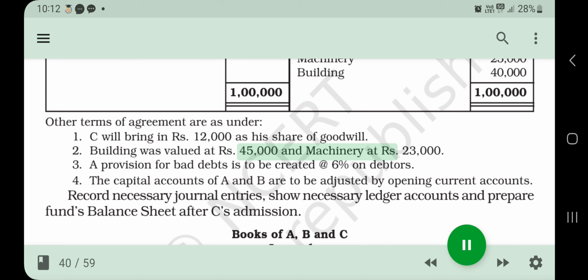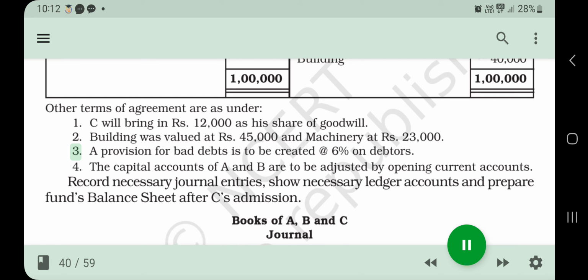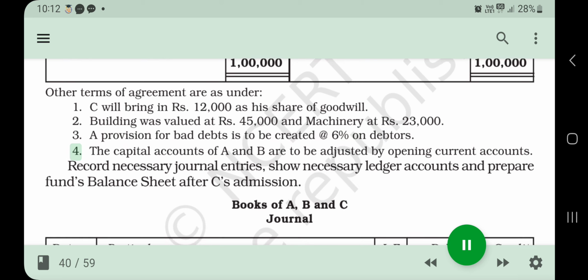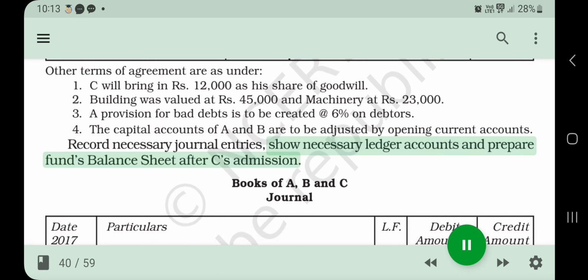45,000 and machinery at Rs. 23,000. 3. A provision for bad debts is to be created at 6% on debtors. 4. The capital accounts of A and B are to be adjusted by opening current accounts. Record necessary journal entries, show necessary ledger accounts and prepare funds balance sheet after C's admission.